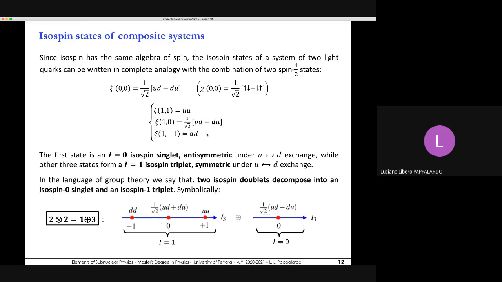Now, in the language of group theory, we say that 2 isospin doublets decompose into an isospin singlet here and an isospin triplet there. So symbolically, we start from 2 isospin doublets and we end up with an isospin singlet and an isospin triplet. And you can see it graphically here. The singlet has I = 0, and so also the third component is 0, and this is our antisymmetric state, this guy here. And for the triplet, we have the 3 possible projections, 0, +1, -1, and this is the decomposition in terms of up and down quarks.